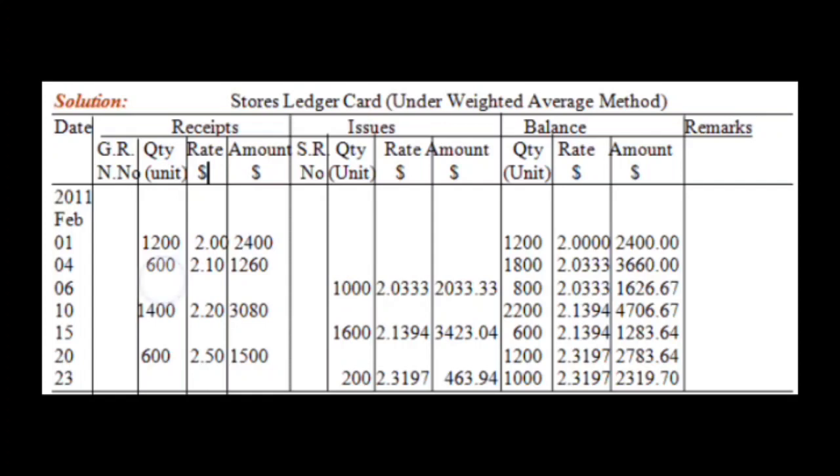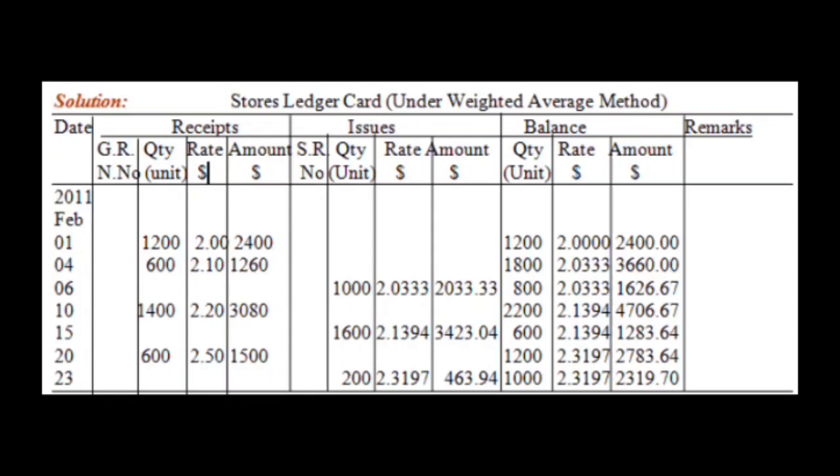Then on 4th February, 600 units are purchased at $2.10, and the total cost shall be $1,260. Now the total cost is 2,400 plus 1,260, 3,660, and total units are 1,200 plus 600, 1,800. Now you have to keep all these units at an average cost. So how will you keep it? This 3,660 shall be divided by total units, total cost divided by total units, and you'll get the average price per unit of 2.0333.